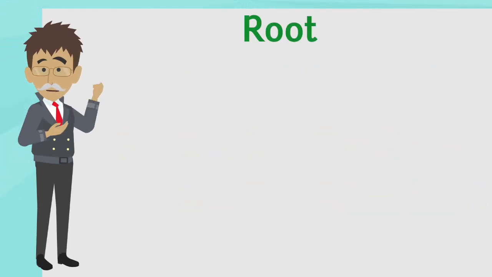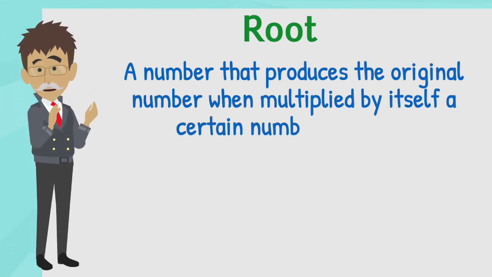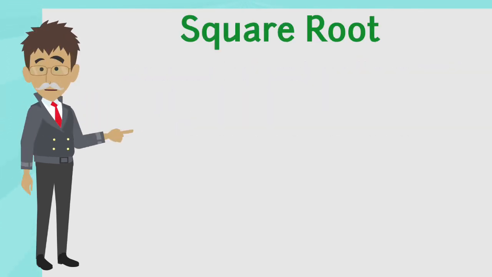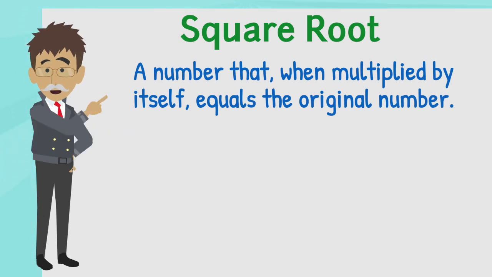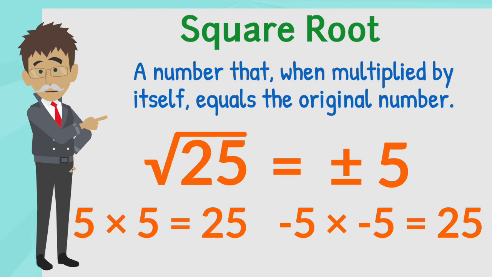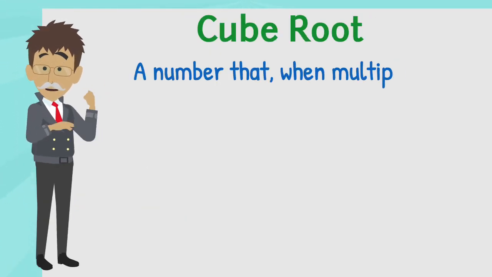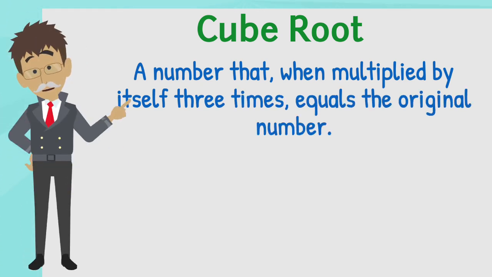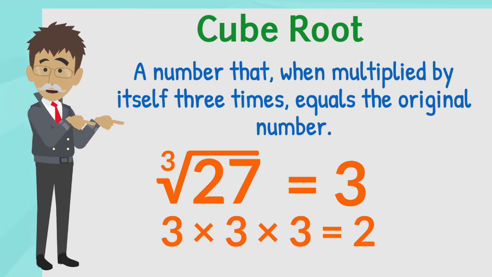Root. A number that produces the original number when multiplied by itself a certain number of times. Square root. A number that, when multiplied by itself, equals the original number. For example, the square root of 25 is positive or negative 5. Cube root. A number that, when multiplied by itself 3 times, equals the original number. The cube root of 27 is 3, because 3 times 3 times 3 is 27.